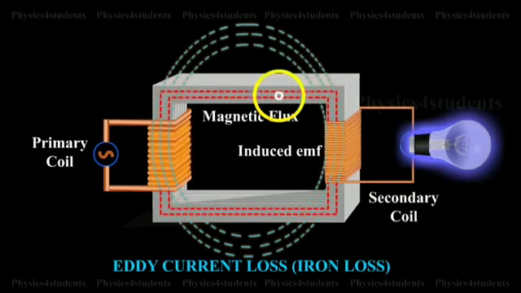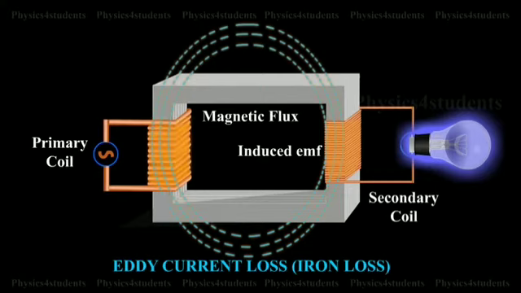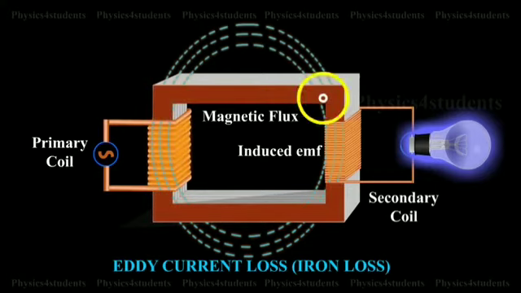Alternating magnetic flux in the core induces eddy currents in it. Therefore, there is energy loss due to the flow of eddy current, called eddy current loss, which is minimized by using very thin lamination of the transformer core.